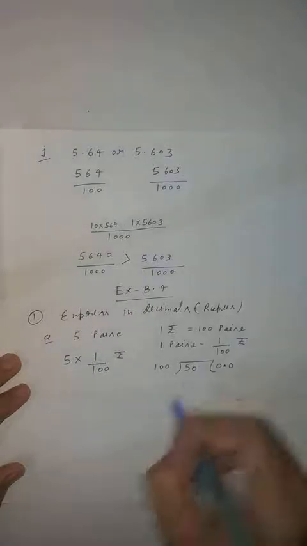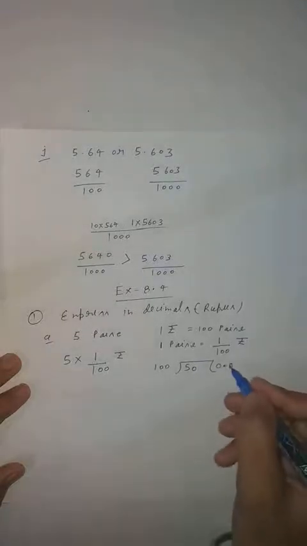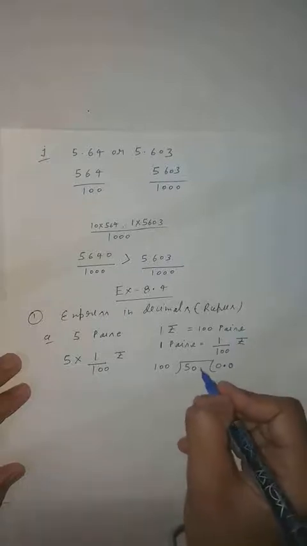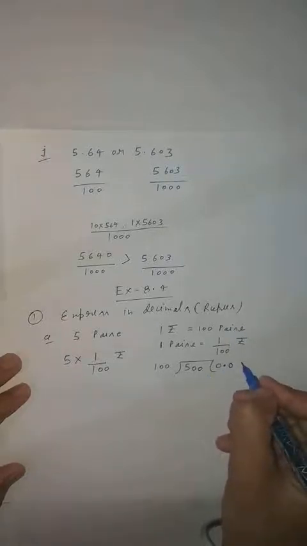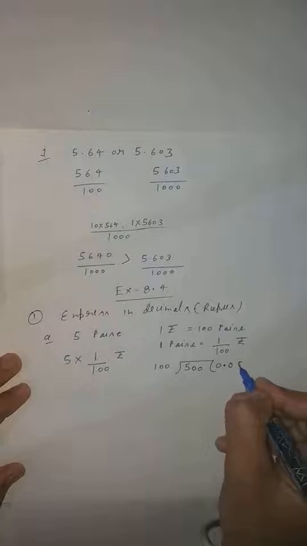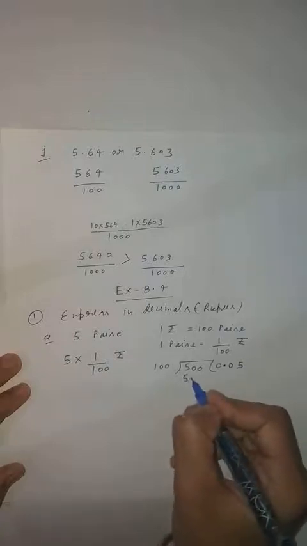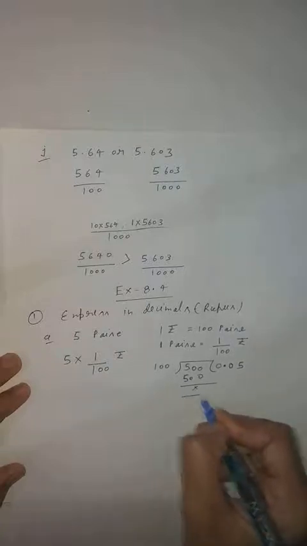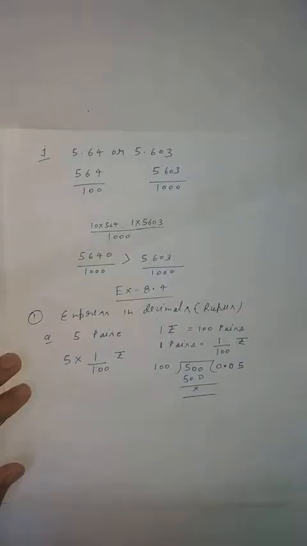But here 50 is also less than 100, so what you will do? In that case you can add 1 more zero. This will become what? 500. Now you know that 100 times 5 is 500. Clear, students? So this is your answer, meaning 0.05. Is that clear, students? Okay.